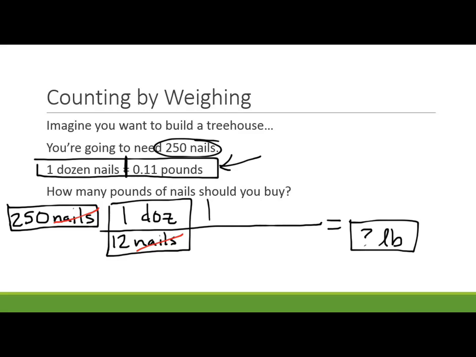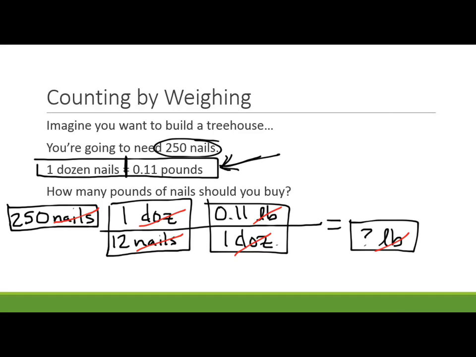But luckily, I have that handy conversion factor that we mentioned earlier, and this says that 1 dozen nails actually weighs 0.11 pounds. So let's go ahead and double check that all of our units cancel. Dozen cancels dozen, that's perfect. Pounds cancels pounds, which is great because that means that everything cancels out.